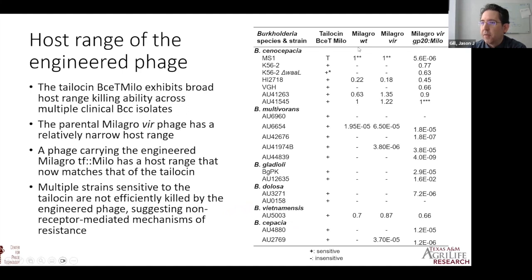We have the original Milagro wild type host range and the Vir mutant. This is the host range of the tailocin B-set Milo. The tailocin doesn't make plaques, so you can only really score it by plus and minus. All these strains were picked because they are considered to be sensitive to the Milo tailocin. Then on the right column, we have the Milagro Vir Milo tail fiber fusion. These are all efficiencies of plating. I'm not sure if I mentioned that before. So this was engineered and grown up in this new host called AU41545, and this becomes the efficiency of plating of 1 for this column.